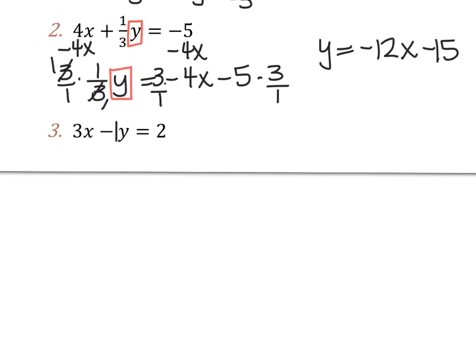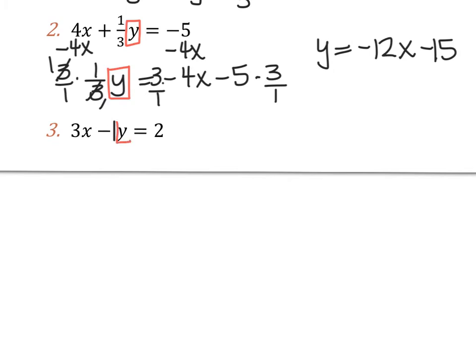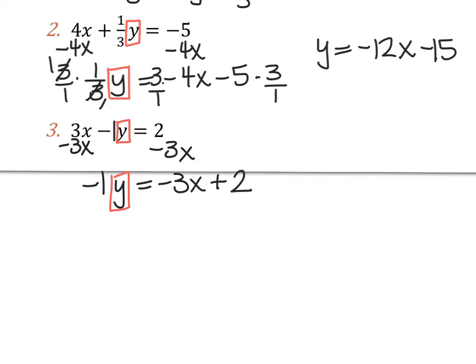All right, so I'm going to identify my y again, and I notice that I'm adding 3x. That's a positive 3x. There's no sign out front, so I'm going to subtract 3x. I get -1y equals -3x, and that's a positive 2, so I'm going to write +2. Then I notice, okay, -1 times y, so I need to get rid of that times, so I'm going to divide everything by -1. I get y equals positive 3x minus 2, or you could write plus -2.